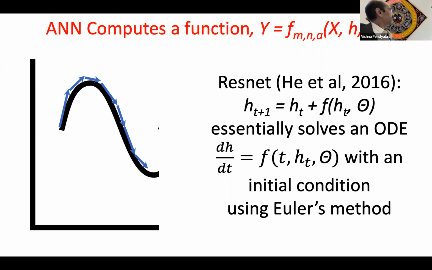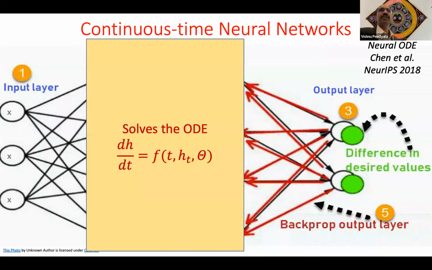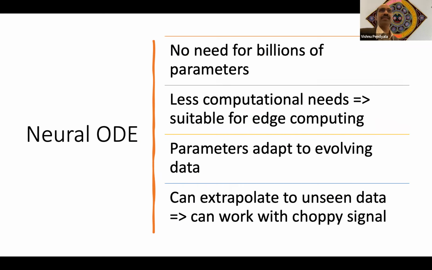The latest approach is to treat them in a continuous fashion instead of as very tiny gradients constituting the curve. We are going to treat it as a continuous curve. That makes a whole lot of difference. Why? Because once you have the curve, you will be able to extrapolate, interpolate, and things like that. Even if the signal is choppy, even if the input is choppy, you can still extrapolate. So the advantages are these.